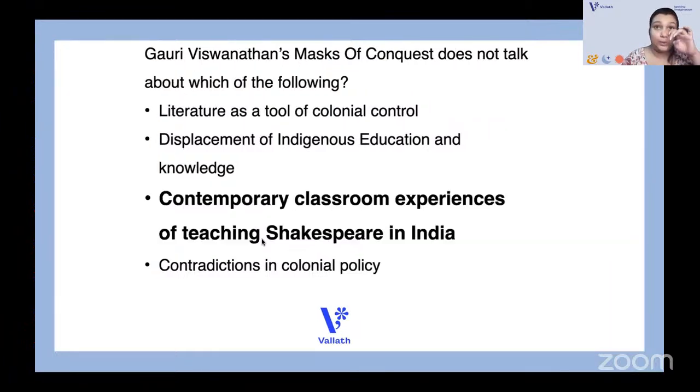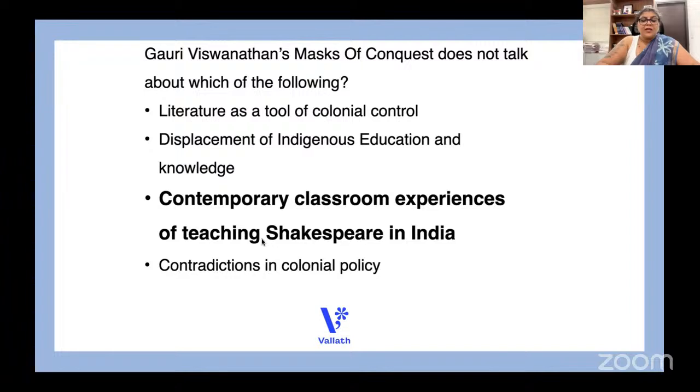This seminal work was published in 1989, and it very extensively talks about how literature was instituted as a discipline in India as a tool of colonial control and how it displaced indigenous education and knowledge. It also talks about how the contradictions in colonial policy regarding education were used as a weapon to dominate the Indians and consolidate their rule in India. But it does not talk about contemporary classroom experiences of teaching Shakespeare in India.